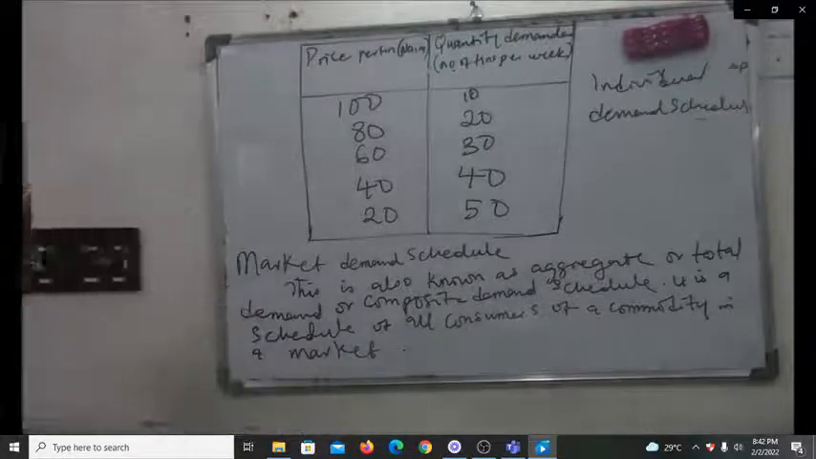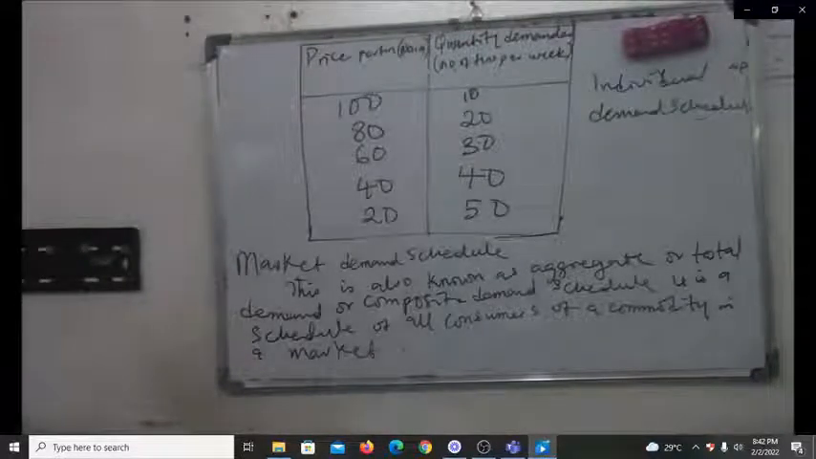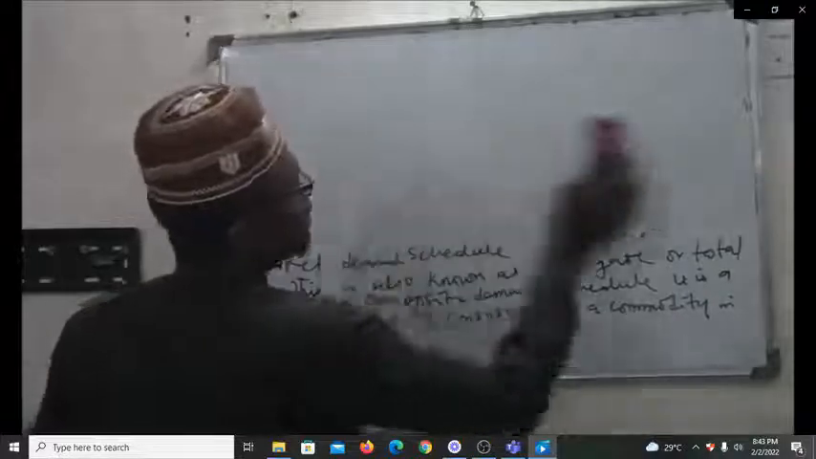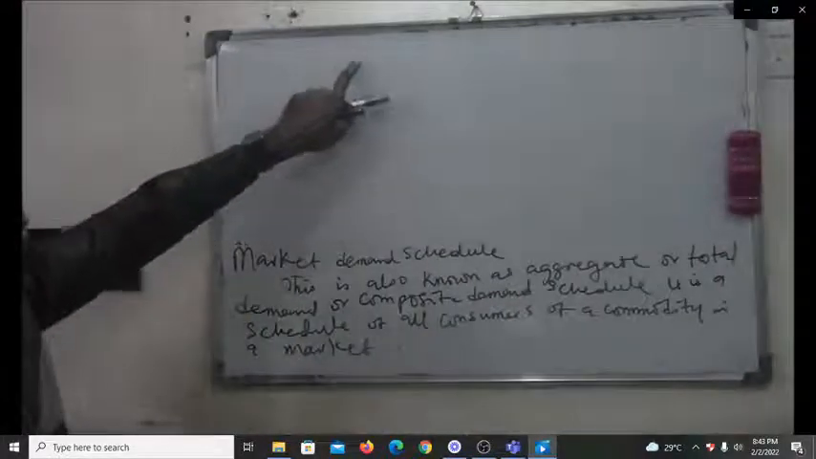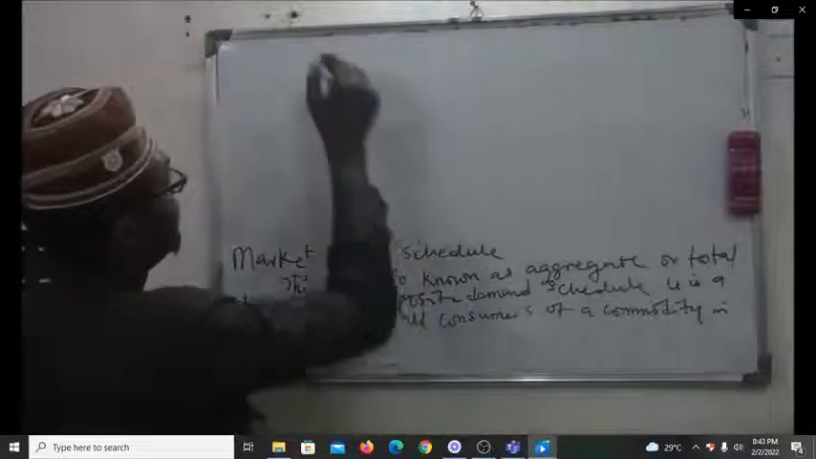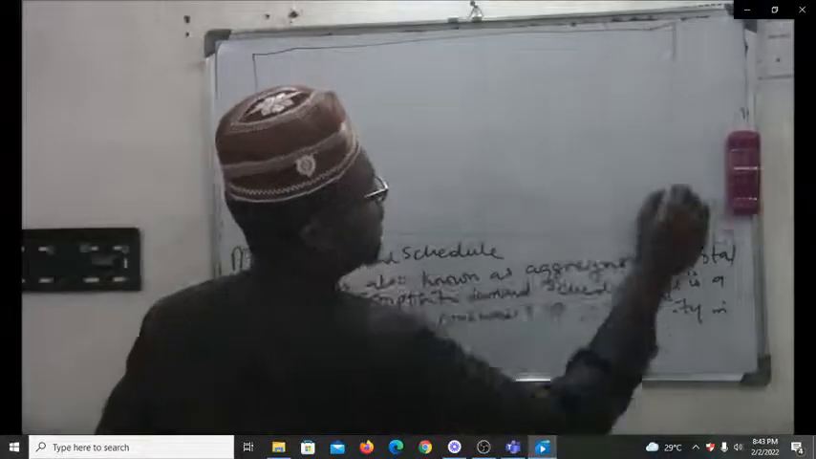So when you finish the diagram, I'll draw the diagram for the market demand schedule. I can clean up this and draw the diagram for this. The first one we drew was price and quantity demanded, just one quantity from one person. But if you're talking about the market schedule, we're going to have a table like this.